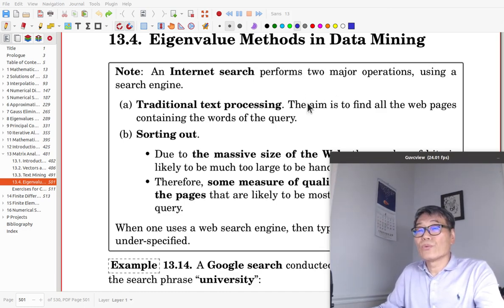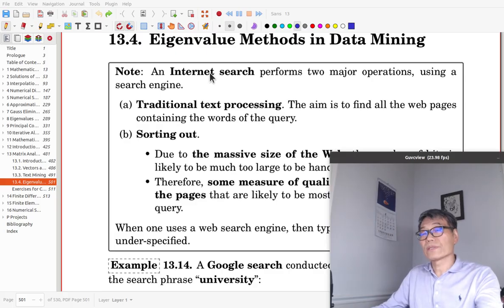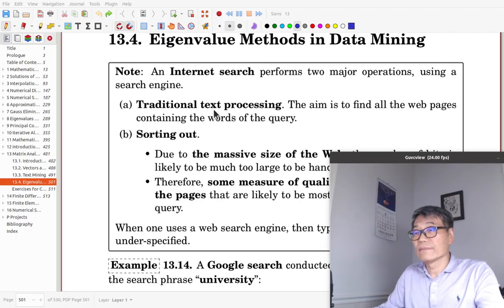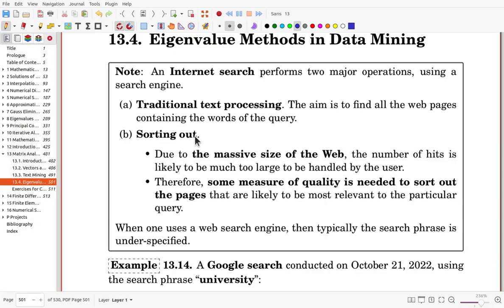In this section, we'll study eigenvalue methods and data mining, considering the Google search engine as an example. An internet search performs two major operations. The first one is traditional text processing. Its goal is to find all the web pages containing the words of the query.